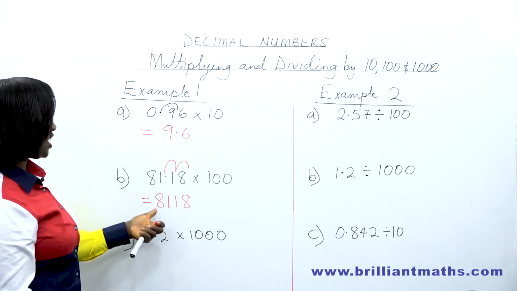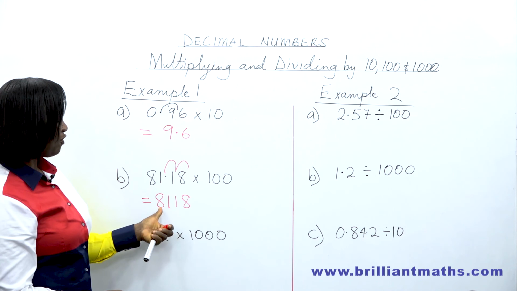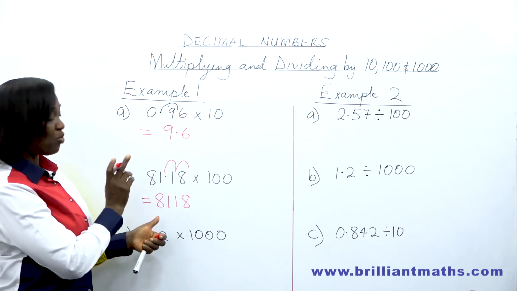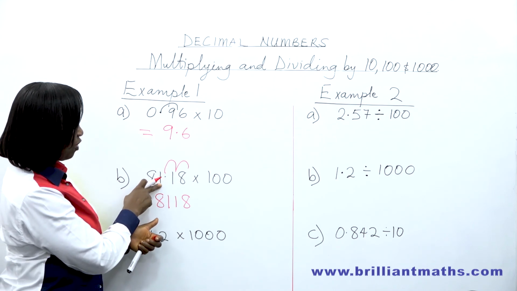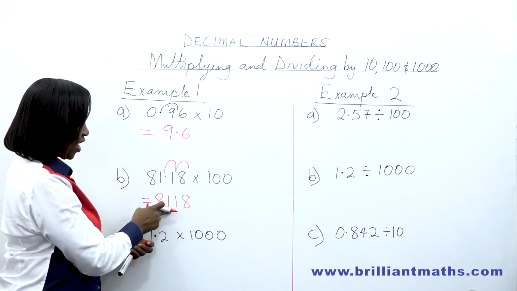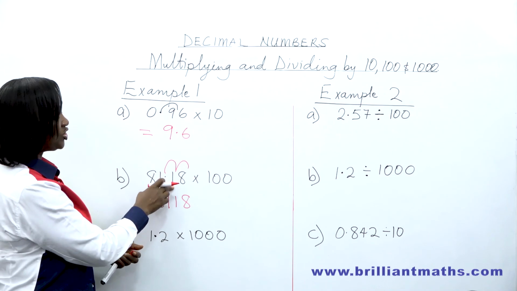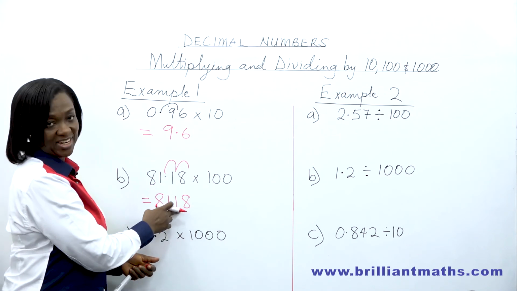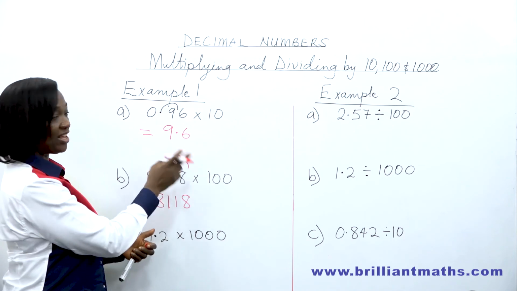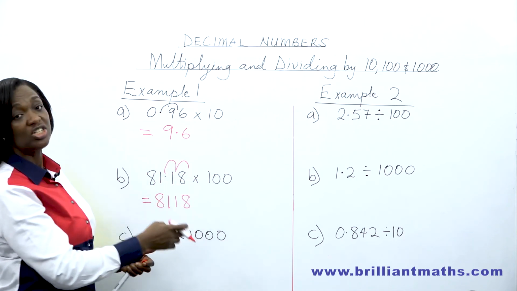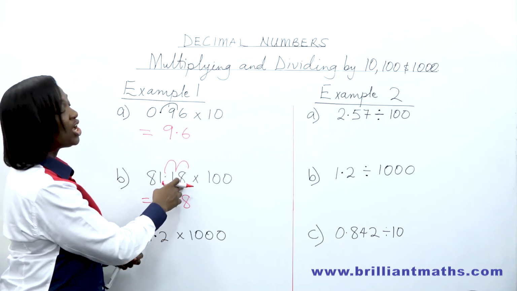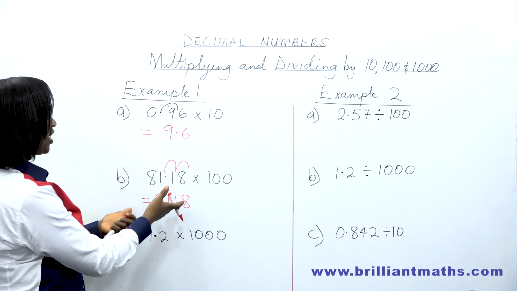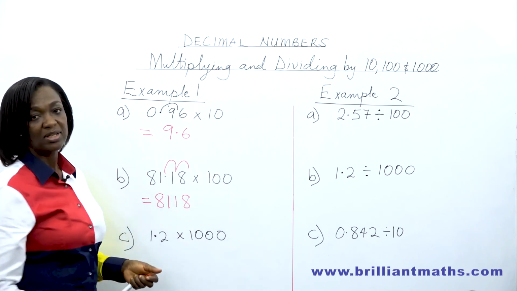So this 8 has changed place value from 8 tens to 8,000. The 1 has changed position from 1 unit to 100. This 1 has changed position from 1 tenth to 1 ten. So it's now 10 instead of a tenth. And then the 8 has changed position from 8 hundredths to 8 units. So the number is now 100 times bigger.